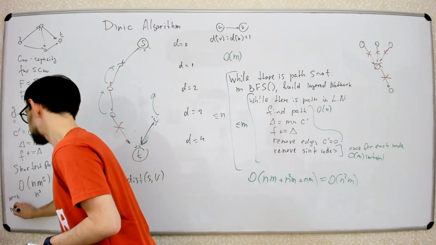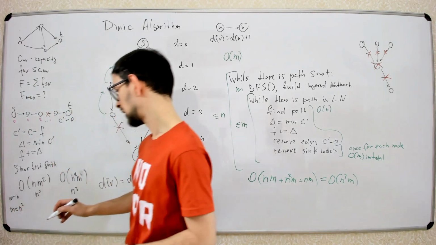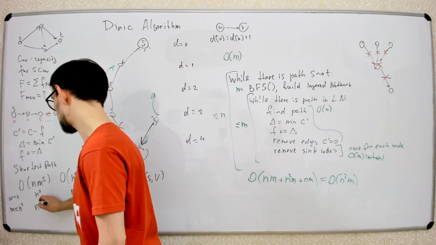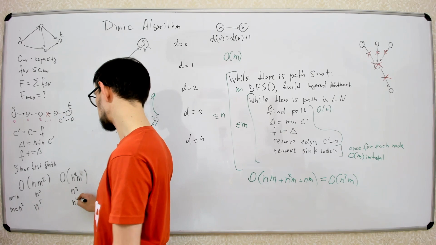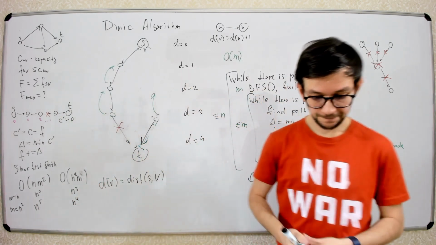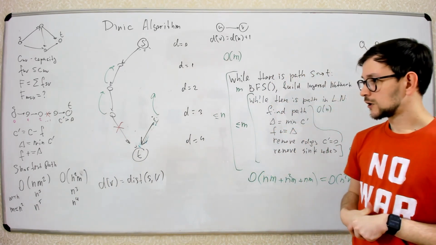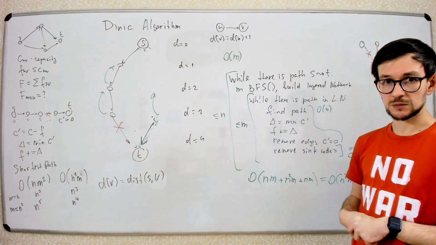And if you have a very dense graph, so almost a full graph, then here you will have n power 5, and here you have n power 4. Slightly better. So for a dense graph, it's better.